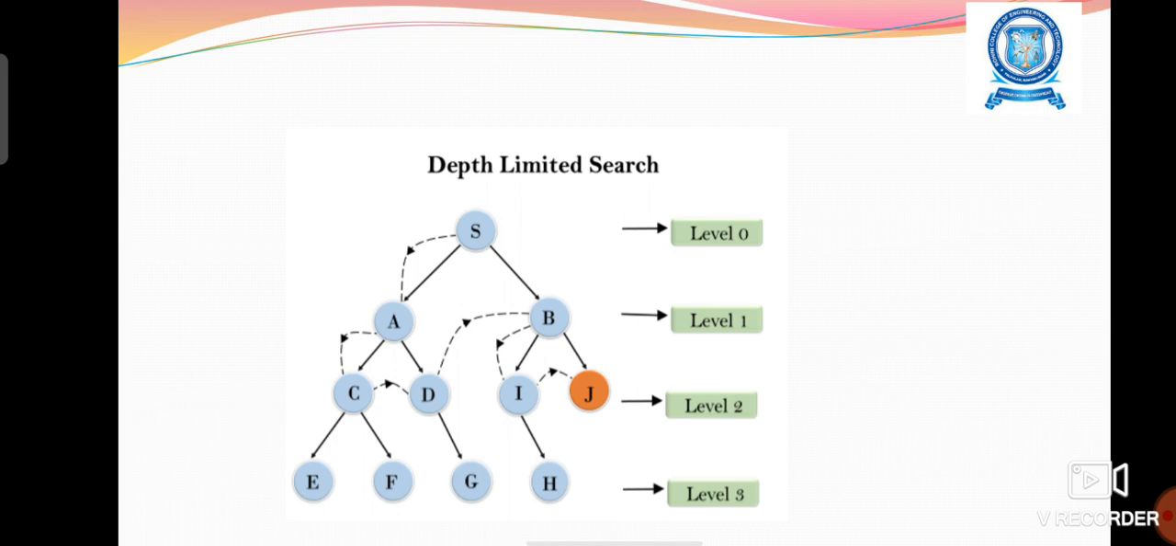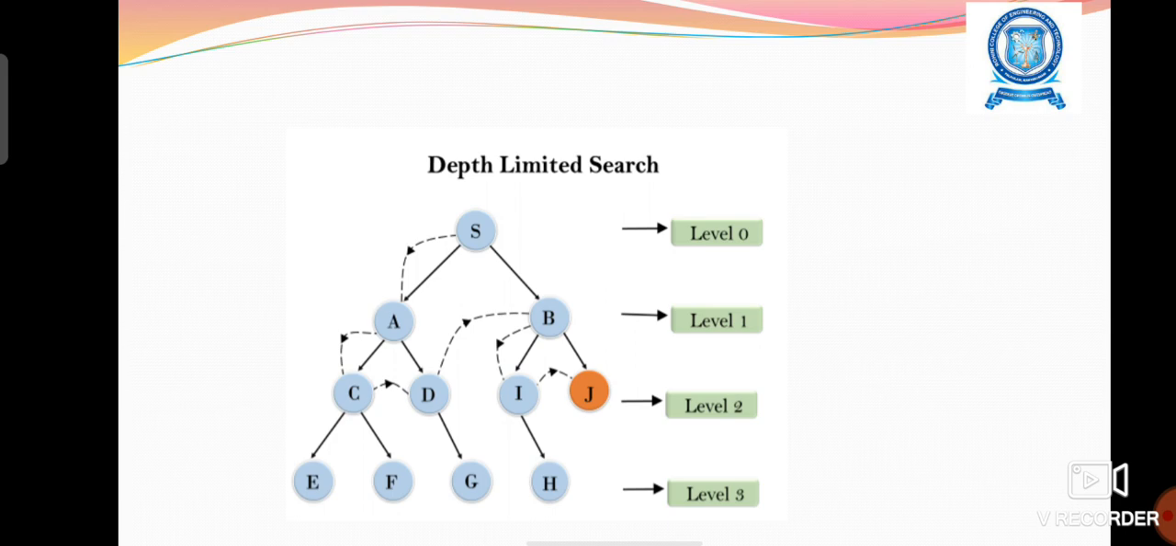So it will traverse to the next possible node in the same level, that is D. From D, it won't go to its successor. Then it will backtrack to the previous level node, that is node B in the previous level, and from B it will go to the successor in level 2, I.